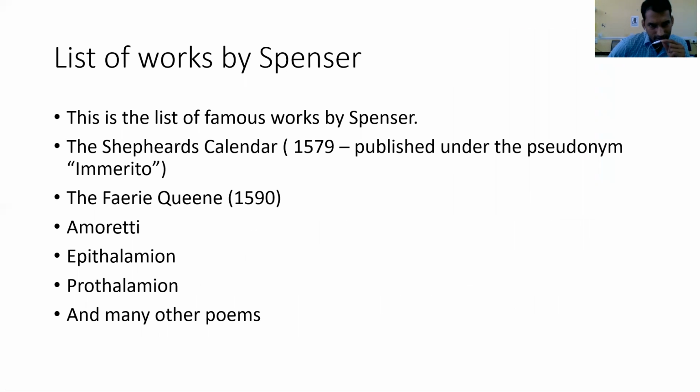What kind of works were done by Spenser? The Shepheardes Calender, 1579, published under the pseudonym Immerito. So this is a collection of poems. The Faerie Queene is also a collection of poems. Amoretti, Epithalamion, Prothalamion, and many other poems were written by Edmund Spenser during the age of Elizabeth.